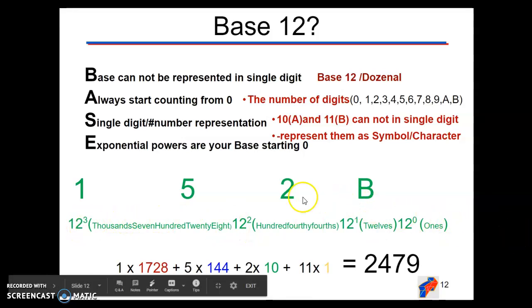So then I will find these, and I will do 1 times 12 power 3, 1728. 5 times 12 power 2, 144. 2 times 12. Oh, I made an error here. If you see, it's supposed to be 12. And then B is 11 times 1. So please fix this error for me.